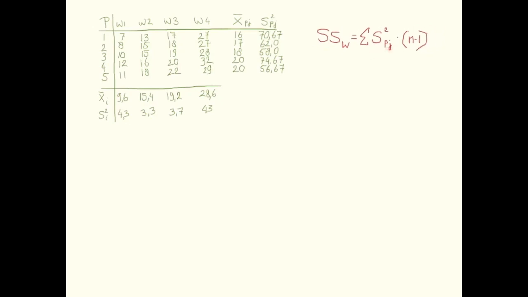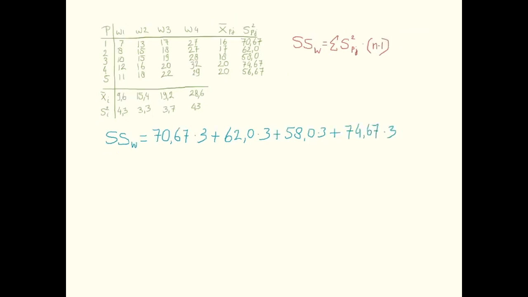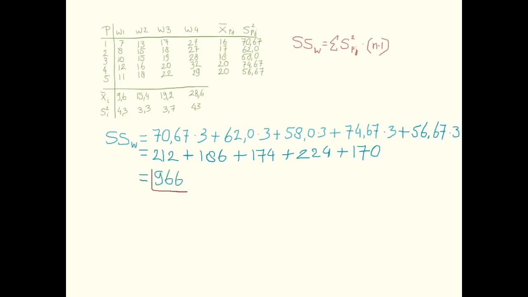You can see that the variance for person J is given, so you don't need to calculate this. The variance should be multiplied by n minus 1. This is the number of measurements, so in this case 4. And now we can fill in the formula. 70.67, this is the variance of person 1, times 4 minus 1, and this is n minus 1, which is 3, plus 62 times 3, plus 58 times 3, plus 74.67 times 3, plus 56.67 times 3, which results in 212 plus 186 plus 174 plus 224 plus 170, and in the end we get 966. Therefore, the sum of squares within is 966.